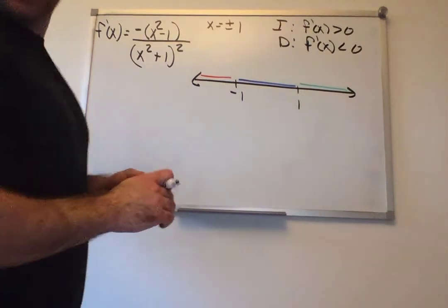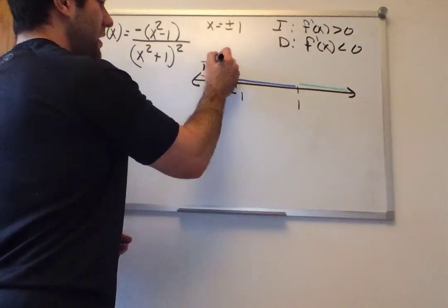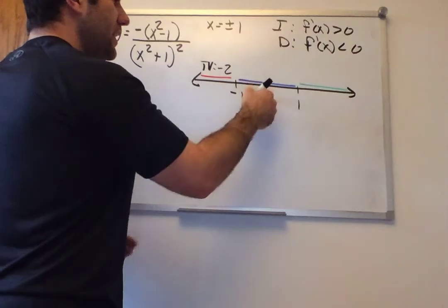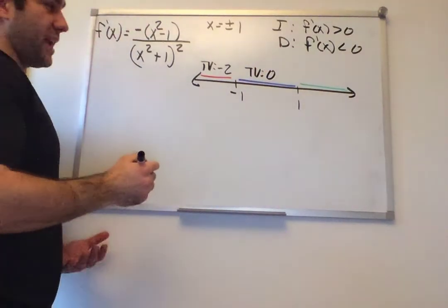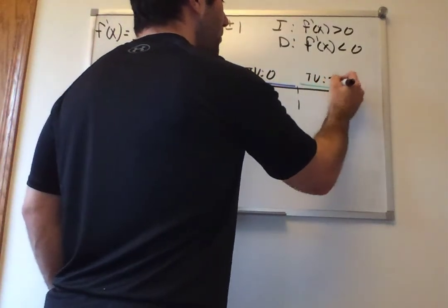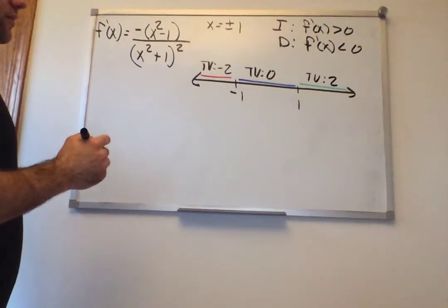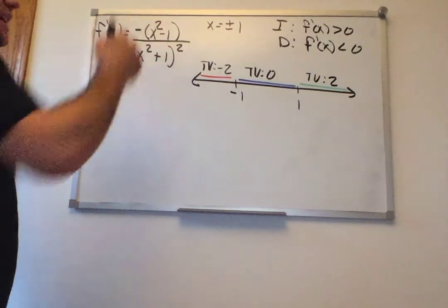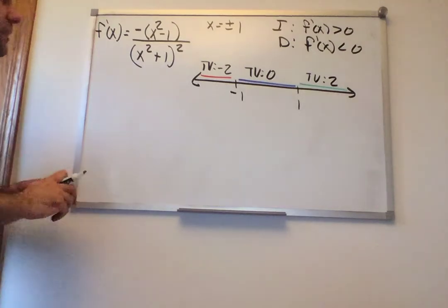So now, it's exactly the same procedure. We pick test values. So I'm going to pick a test value over here of negative 2. Then 0. You always want to pick 0 if you can. It's one of the easiest test values you could use. And then pick a 2. Okay, now we just got to plug everything in. And again, we really only care about the sign.